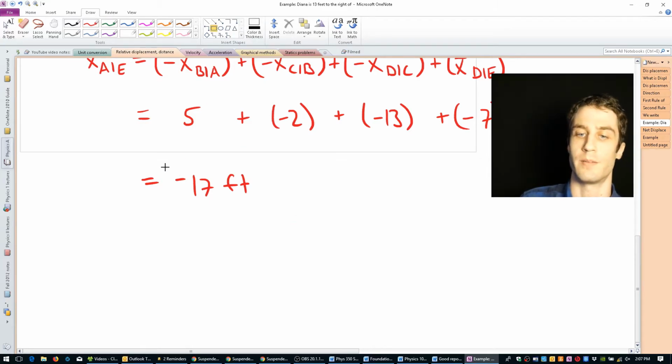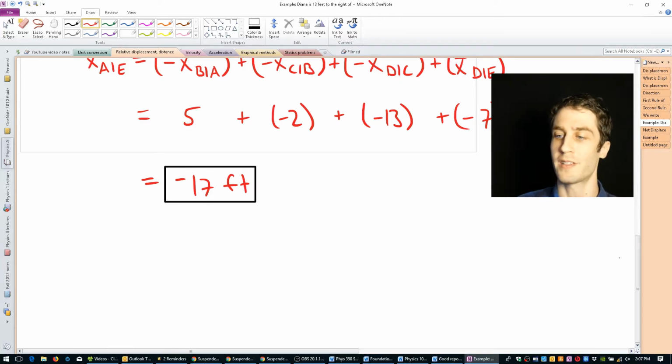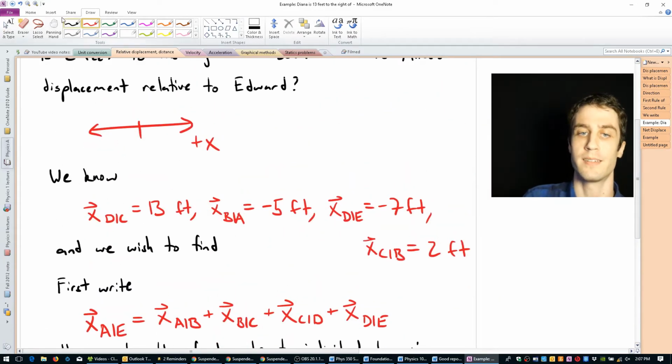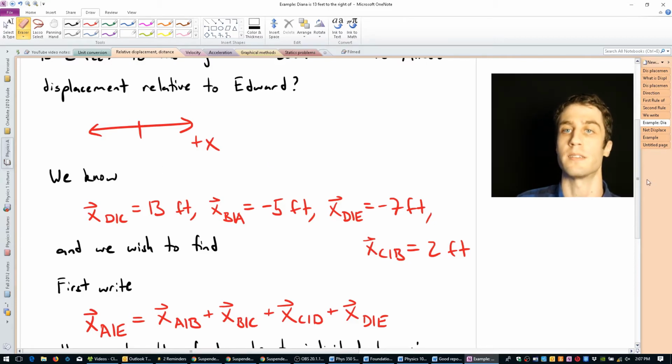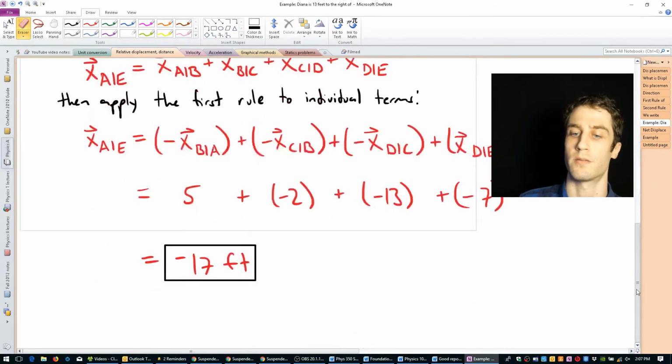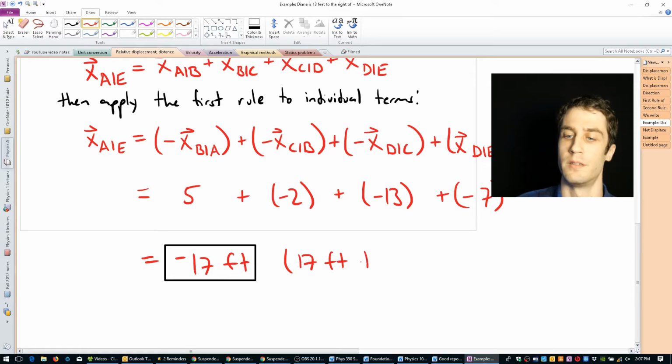So I'm going to put a box around this. This is perfectly acceptable as long as somewhere on the page I see that you've specified your positive x direction to the right. But you could write 17 feet to the left.